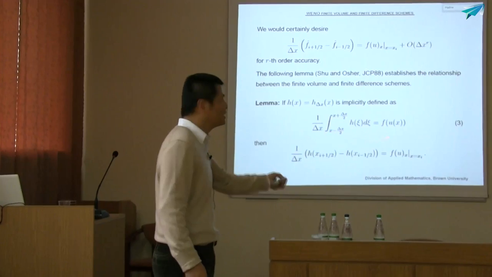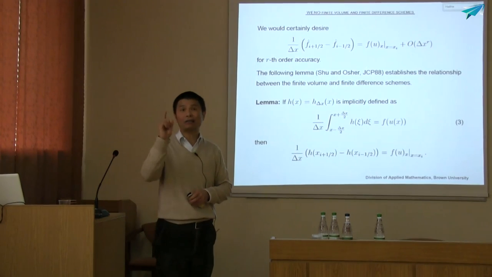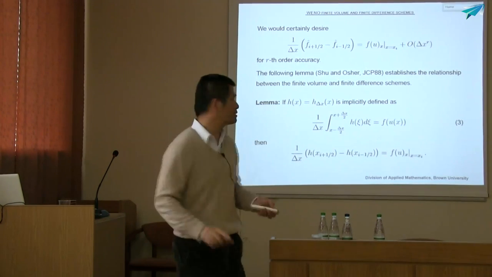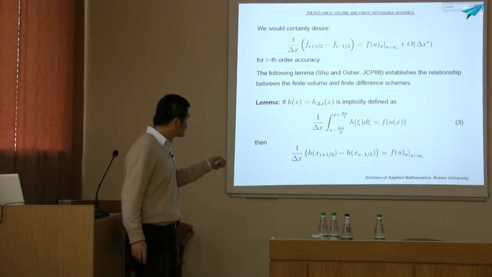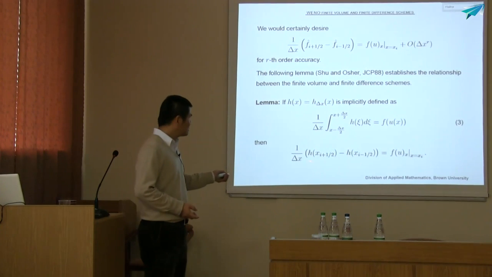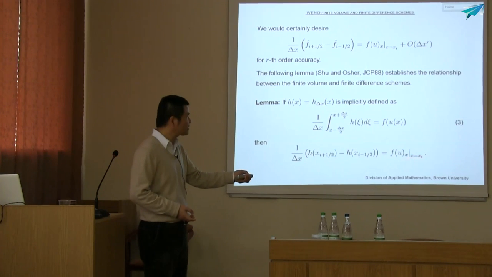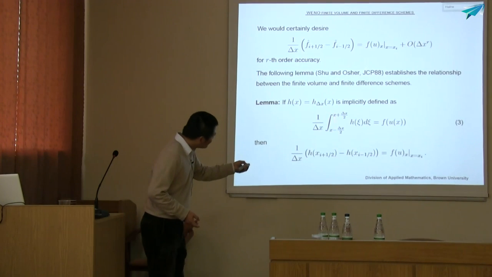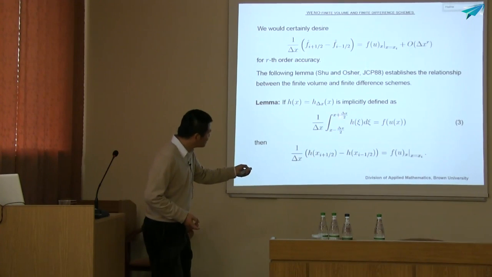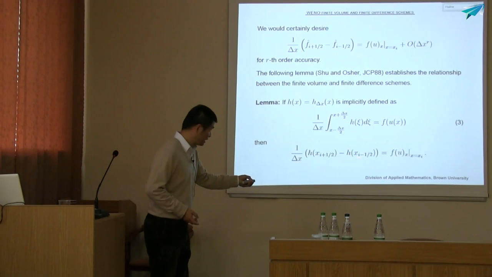Suppose this equality holds. Then calculus, right? You take the derivative on both sides with respect to x. Remember, delta x here is a constant. It's a uniform mesh. So x appears both here and here. If you take the derivative, then by calculus, you get this. On the right hand side, you evaluate the derivative at x equals x_i, you get this. On the left side, x is here and here, you get the difference of h evaluated at the top minus h evaluated at the bottom, which is exactly h of i plus half minus h of i minus half.